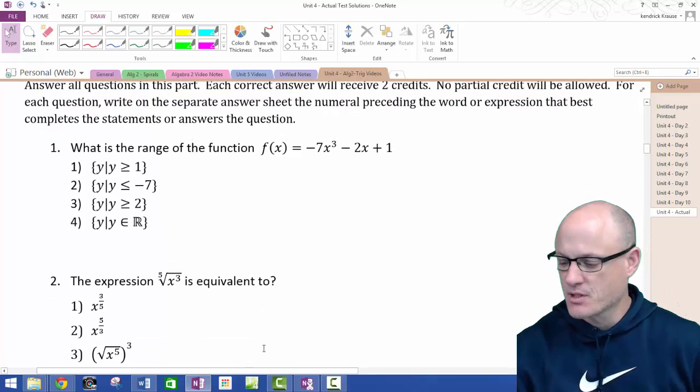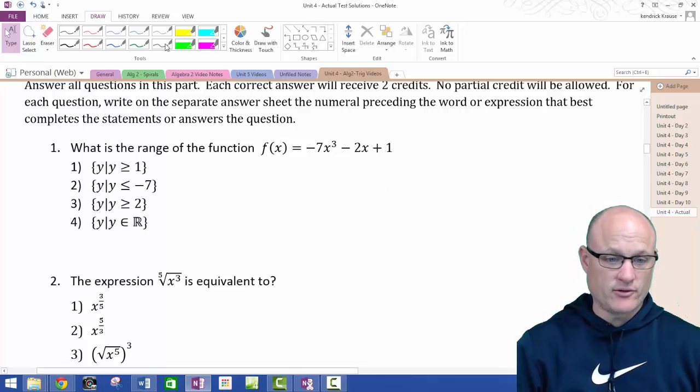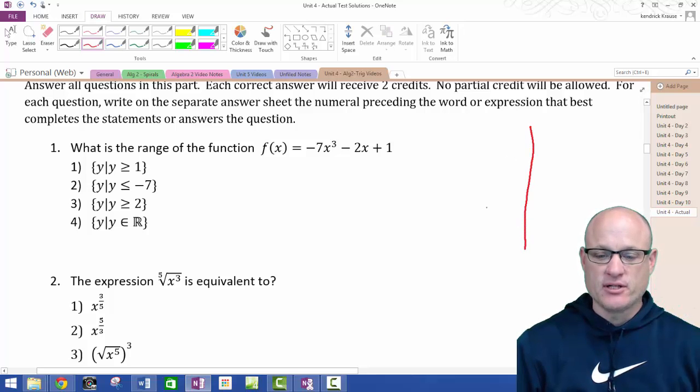Now, I don't have my graphing calculator because my license ran out, so I have to get a new license for it. But had you put this in your graphing calculator, first of all, it's an odd function. That means it goes up and down in either direction forever and ever. It's negative, so it's going to have a generally negative slope. And it's got a y-intercept of 1. So had I done this, I should have ended up with something that looked like this on my graphing calculator.